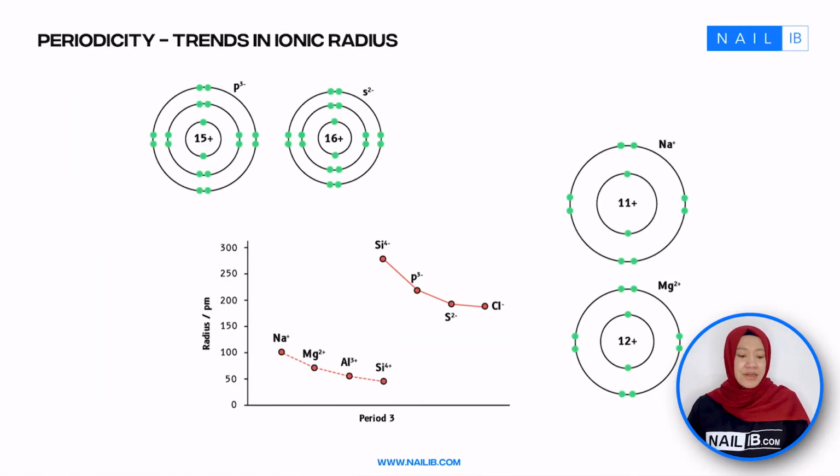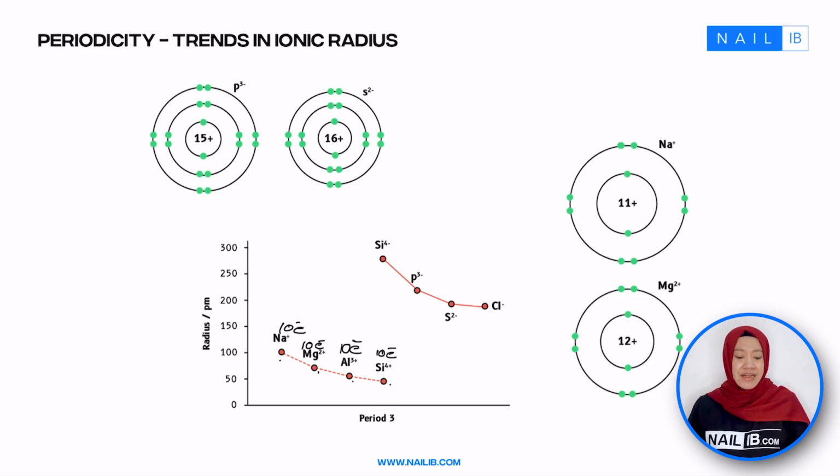Okay, now let's compare between the ions Na+, Mg2+, Al3+, and Si4+. So Na+, with 11 electrons, loses 1 electron, becomes 10 electrons now. Mg with 12 electrons becomes 10 electrons as well. Al, 13 electrons, becomes 10 electrons because it loses 3 electrons. Si, 14 electrons, now becomes 10 electrons as well. So they have the same number of electrons, but why don't they have the same size as an ion?